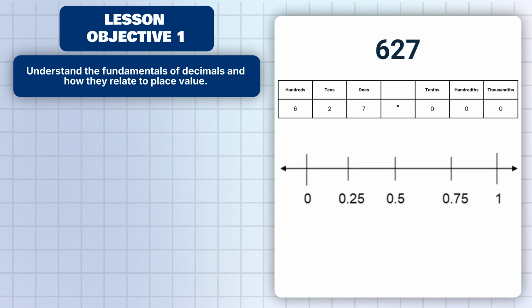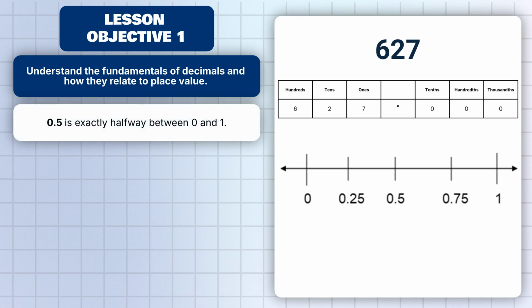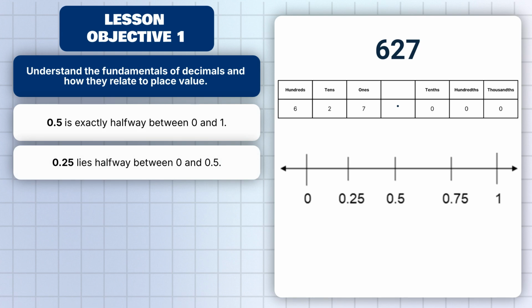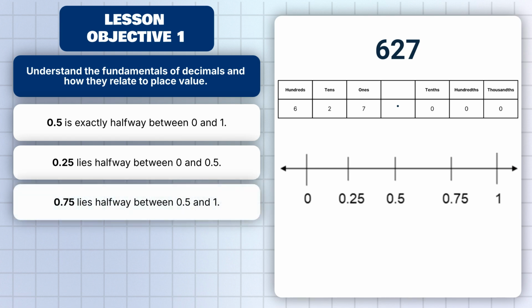Next, we place these decimals on the number line. Consider 0.5, 0.25, and 0.75. On a number line between 0 and 1, 0.5 is exactly halfway between 0 and 1. 0.25 lies halfway between 0 and 0.5. 0.75 lies halfway between 0.5 and 1. By positioning decimals in this manner, you can see their relative size and better understand how they relate to each other and whole numbers.